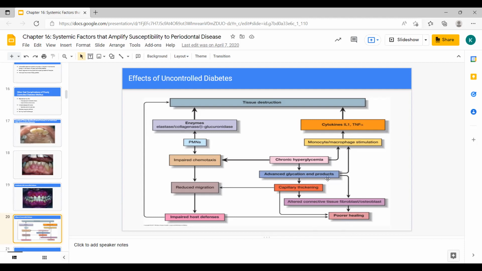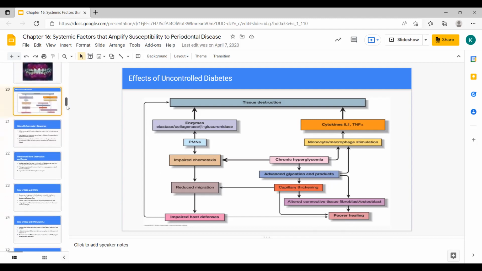And then advanced glycation end products can go down to just altered connective tissue, fibroblasts, osteoblasts, to poor healing. So pretty much everywhere this leads in uncontrolled diabetes, we have impaired host defenses, up to tissue destruction. We have chronic hyperglycemia causing tissue destruction or poor healing, okay? Both are not what we want in periodontal therapy.